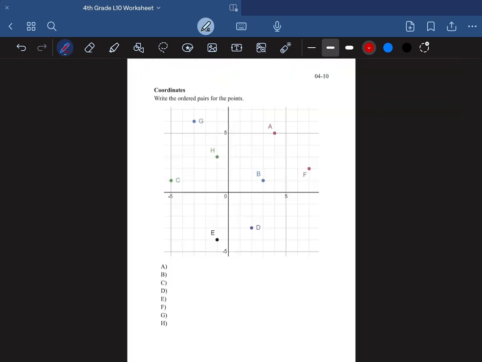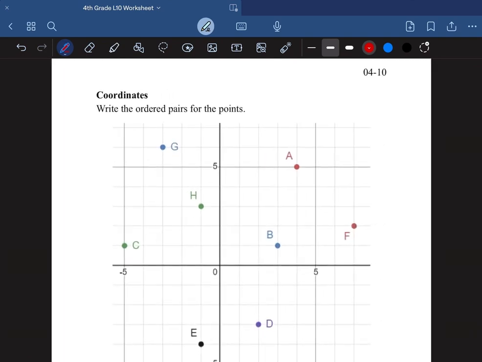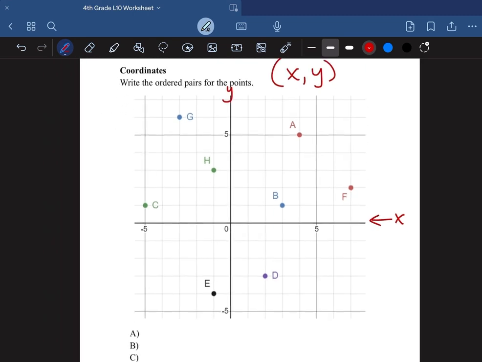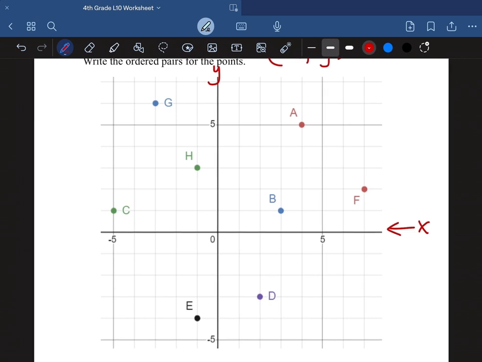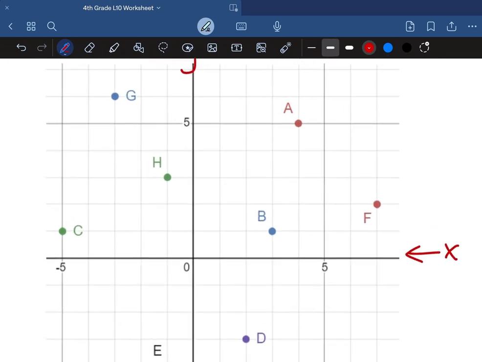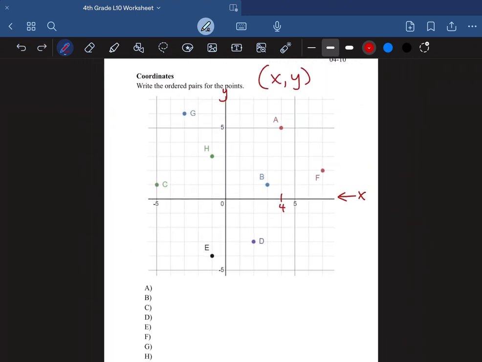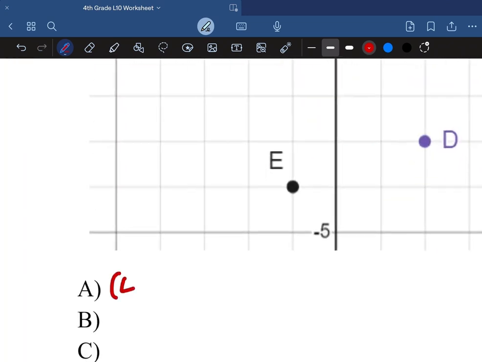Coordinates. Write the ordered pairs for the points. So the way we would write an ordered pair is x, y, meaning we look at the x-axis first and then look at the y-axis of the point. So first, for point A, if we look at the x-axis, it's located at x is equal to 4, and it's also located at y is equal to 5. So the ordered pair for A would be 4, 5.